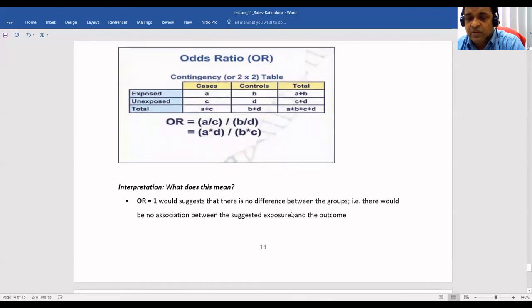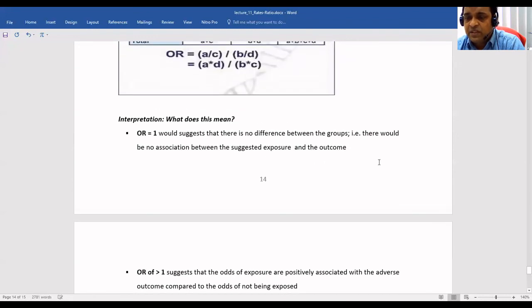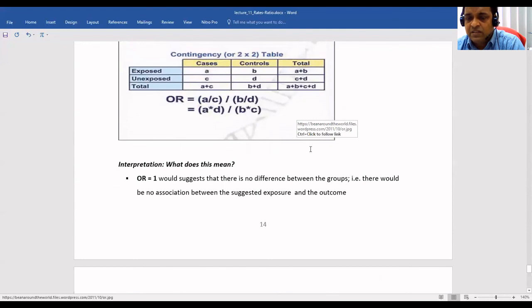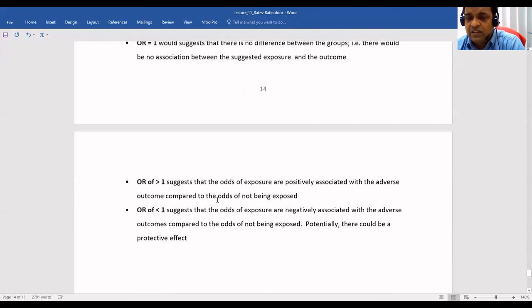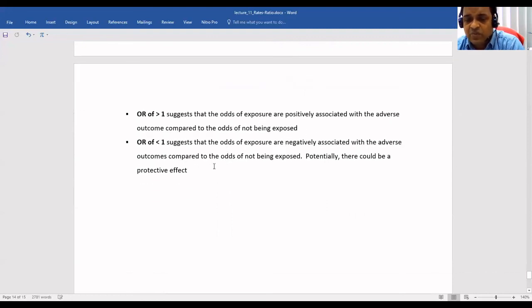Okay, then you can find the odds ratio. And we know that if the odds ratio is 1, there is no difference between the two groups, that is, there will be no association between the exposure and the outcome. Okay, so if the odds ratio is greater than 1, the odds of exposure are positively associated, that is, more chance of the adverse outcome compared to the odds of the unexposed group. If it is less than 1, the odds of exposure are negatively associated with the adverse outcome, unexpected outcome, compared to the odds of the unexposed group.